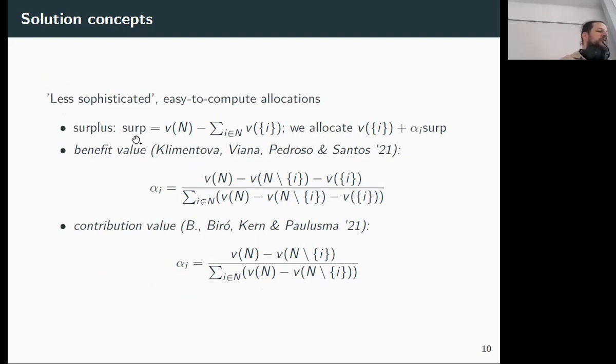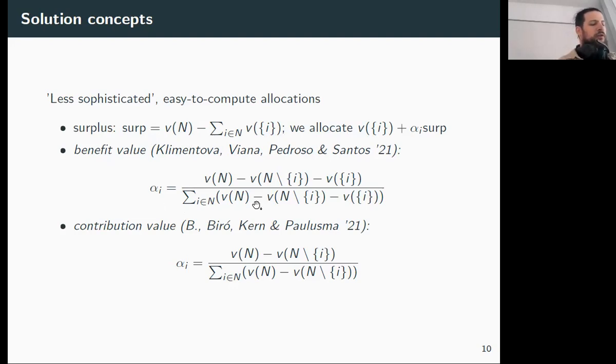Somewhat less sophisticated, or in another way, easy to compute allocations we get if we observe that there can be a surplus in a game if the imputation set is not empty. The grand coalition value minus the sum of the values that the countries or players would achieve if they would act on their own. And if we distribute this surplus among the players in an arbitrary fashion, whichever weights we would like to prescribe, we get the benefit value, as defined by Klimentova and others recently.